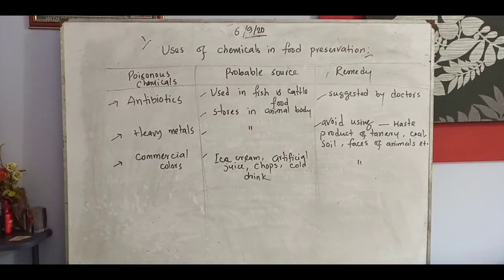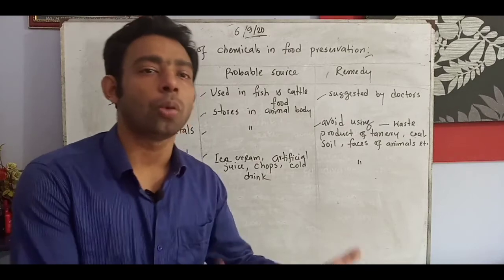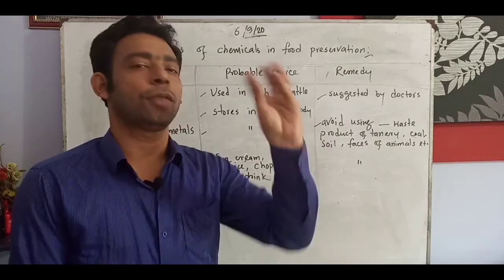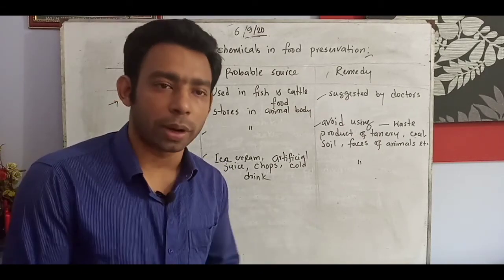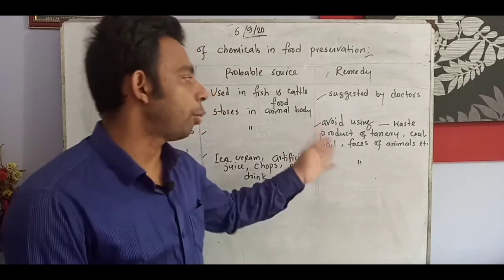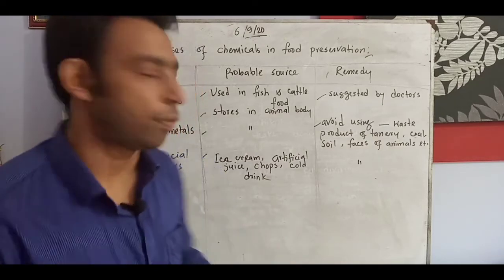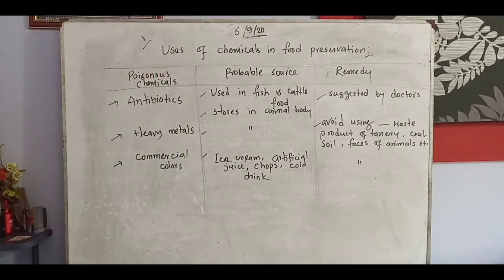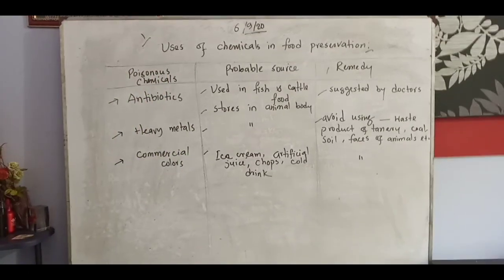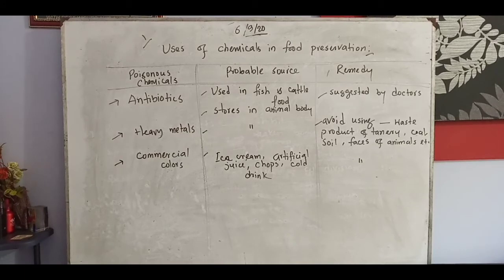So my dear students, what we have seen is that commercial colors are very important. Nowadays we see ice cream, cold drinks, chops, meat, and many colorful things, chocolate. Commercial colors, when used, are not good for our health. So we need to avoid using waste product, coal, soil, fats, feces of animals like that. Taking foods with commercial colors is not suggested for our body or health. This is another important thing to remember. I hope you understand what we have tried to note.